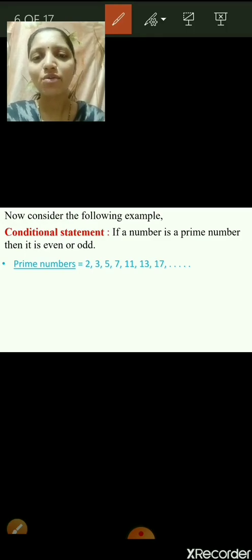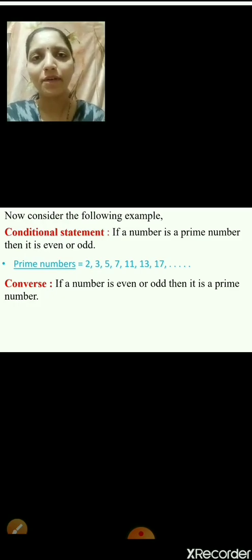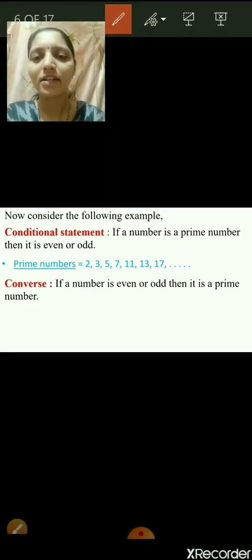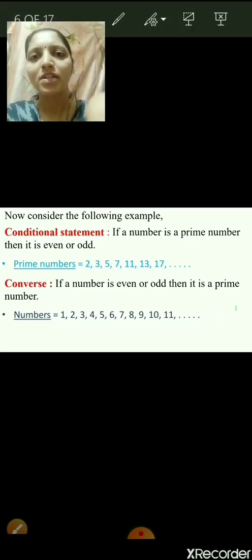Now let's try to write the converse of this statement. Now how to write the converse? See the part which is following if, that part you have to write in the later part of the statement, and the part which is following then, that you have to write in the first part. So if the number is even or odd, then it is a prime number. Let's take one example. Let's try to find it. See the numbers given here.